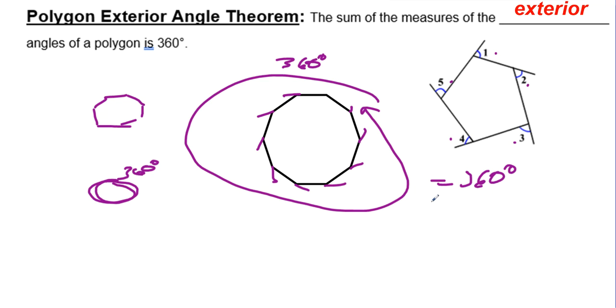So just think about it. You're just going all the way around. You're going to start right back where you started, go all the way around, and you're going to end up at 360 degrees.